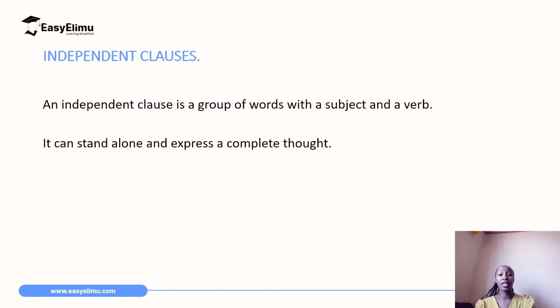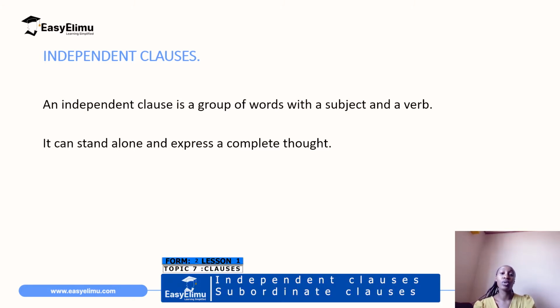So an independent clause, just from the word independent, means that it is a clause that can stand on its own. It is a clause that can make sense on its own. So it can form a sentence on its own. And so it also has a subject and a verb.